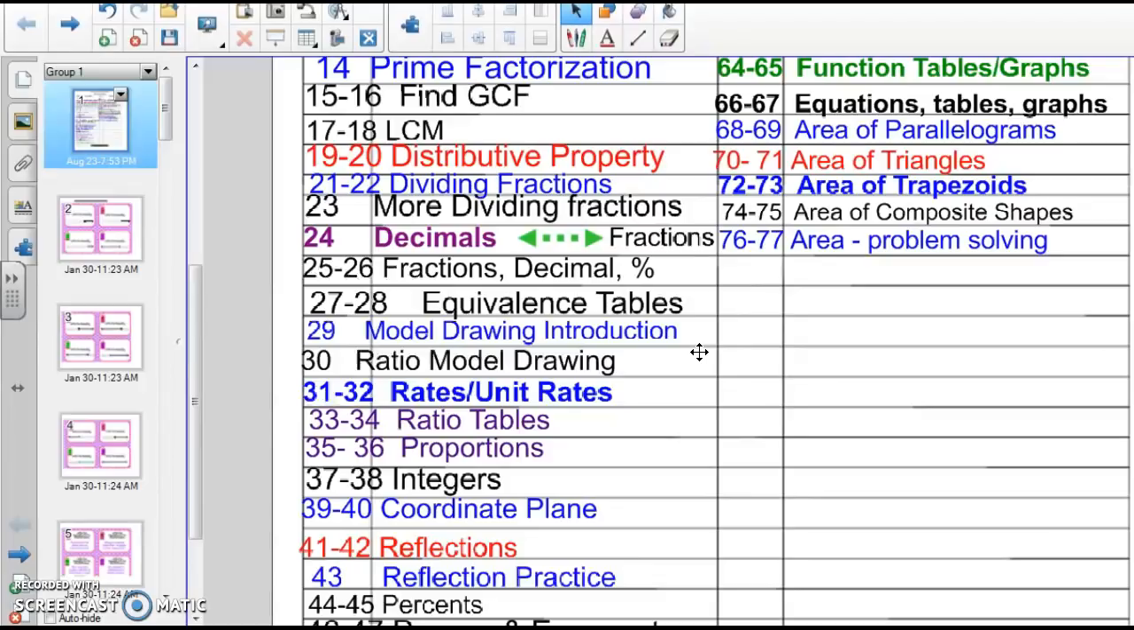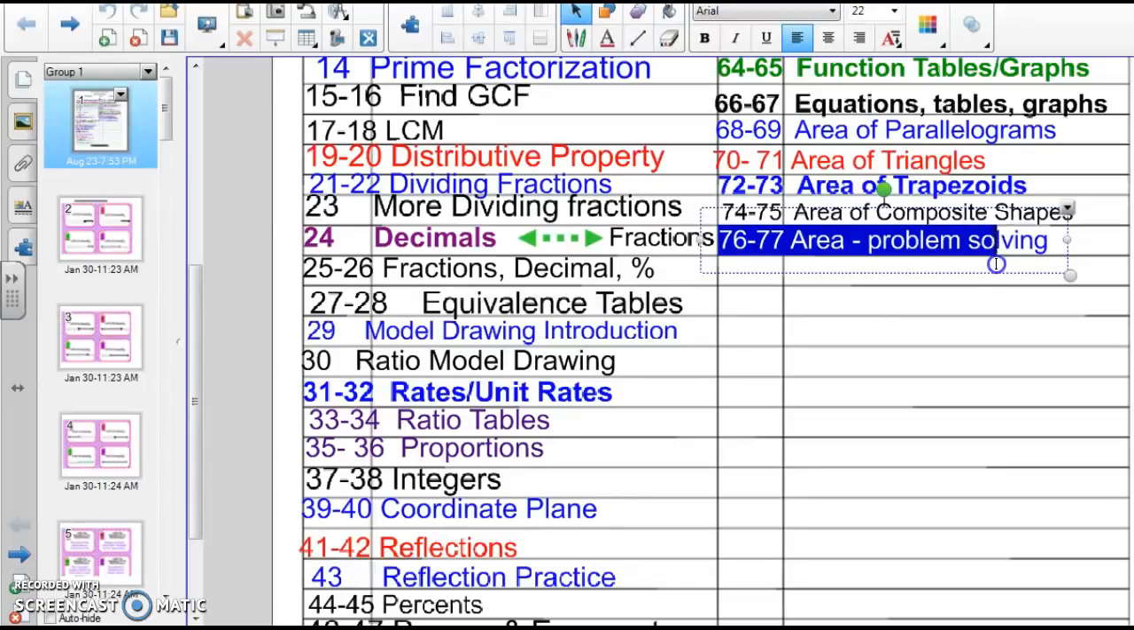So turn to your table of contents right now and go ahead and label your next two pages, which are page 76, 77, area problem solving. So we've been spending quite a few weeks now on finding area of different shapes. So today's focus is to apply that to real world problems or real world situations.